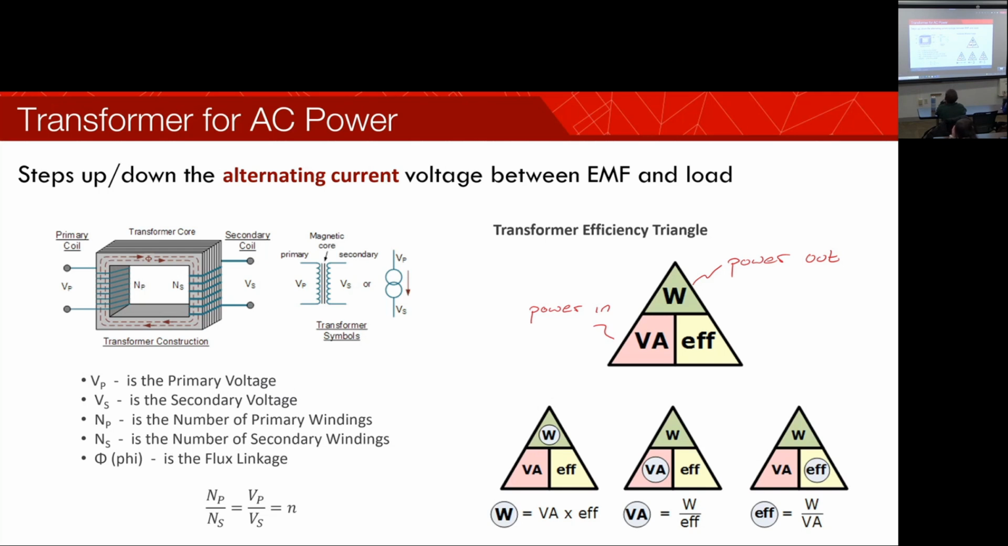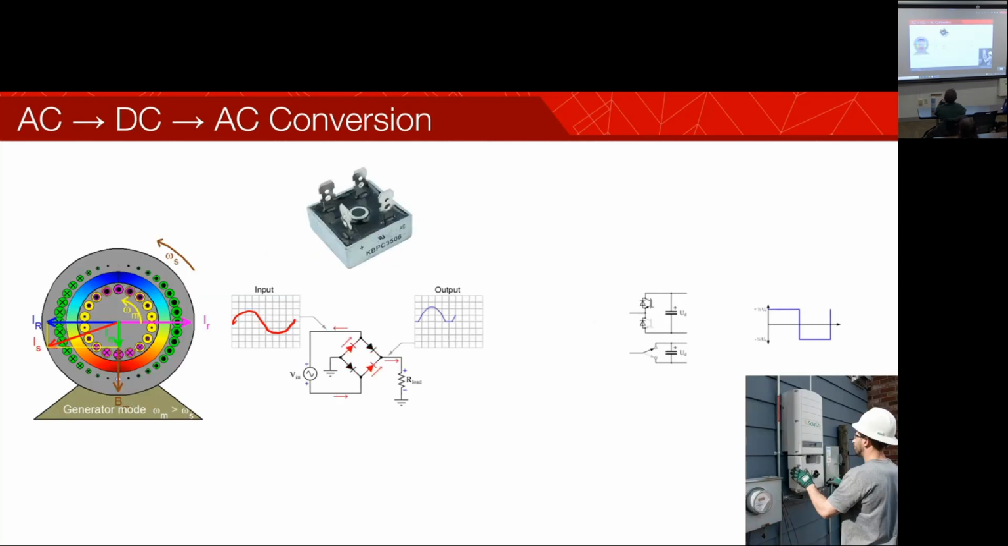So how do we convert between AC and DC electricity? This is only something that we've been able to do in the last 60 to 80 years.